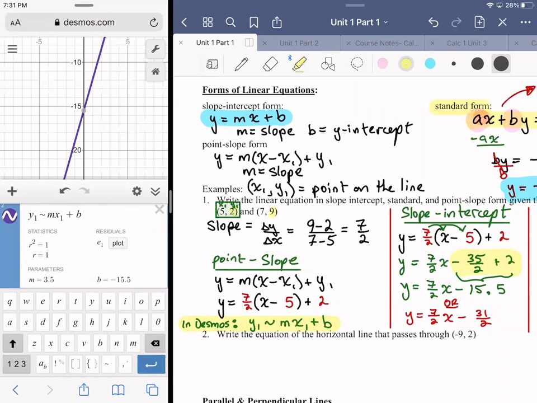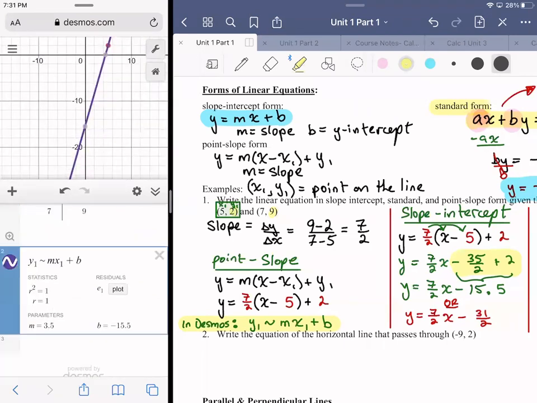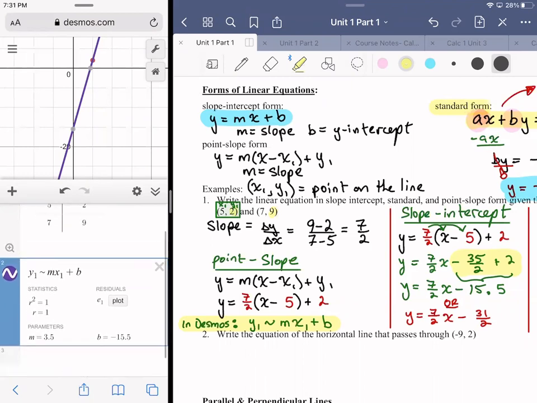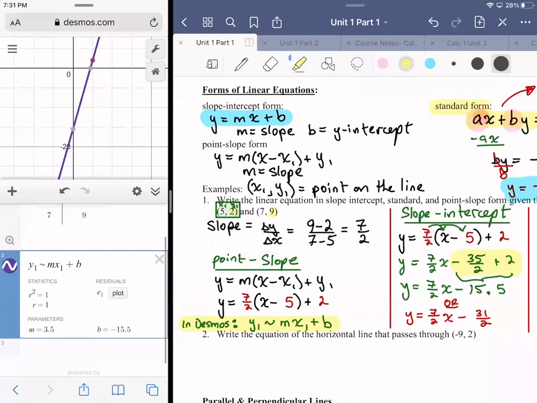All right, and so what it'll do is it'll fit a line to the points. That's where this line came from. But then it also tells you what M and B should be. M is the slope and B is the y-intercept. 3.5 for the slope, negative 15.5 for the y-intercept. 7 over 2 is 3.5. Negative 31 over 2 is 15.5. So right here, I can't really highlight that, but in this calculation here, where it says parameters, it'll then tell you what the M and B values are.